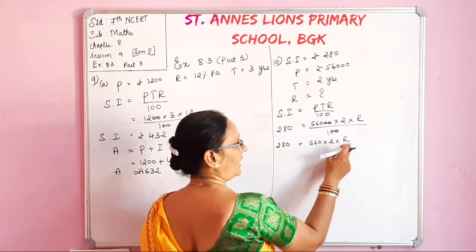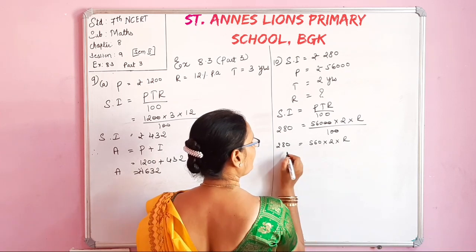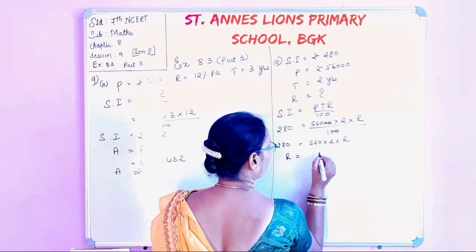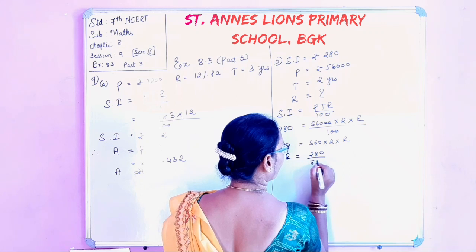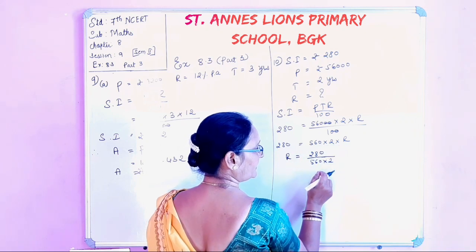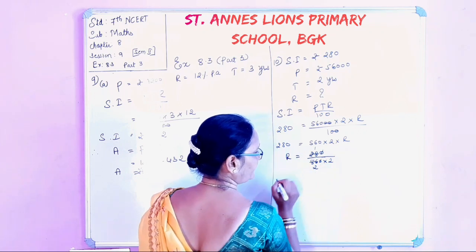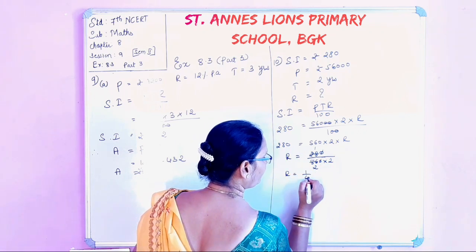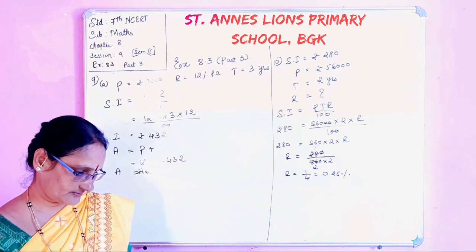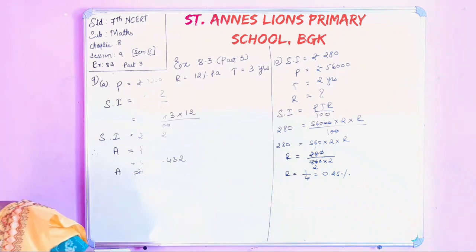Okay. Now what we do? R will keep here only. These two things we will send it that side. Okay. Now R is equal to 280 divided by 560 into 2. Okay. Because along with this R, these two will come in the denominator. 0 got cancelled. 28 ones are 28, twos are 56. So R is equal to 1 by 4, that is 0.25% is the rate of interest. I hope you understood. Then now the last problem of this exercise we will do, that is 11th problem.